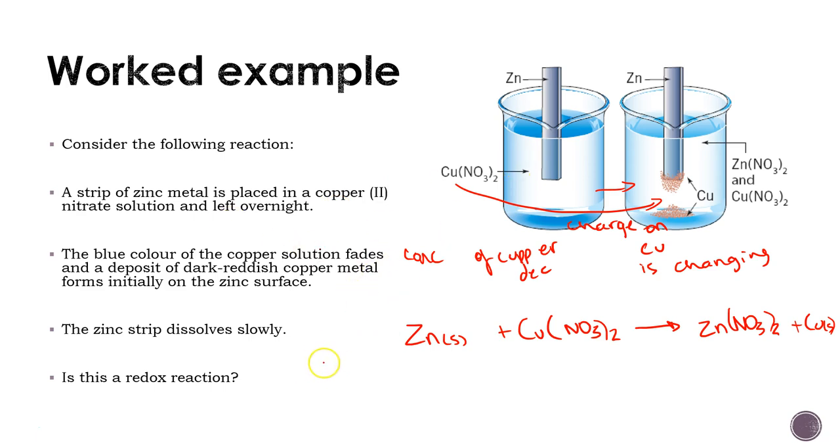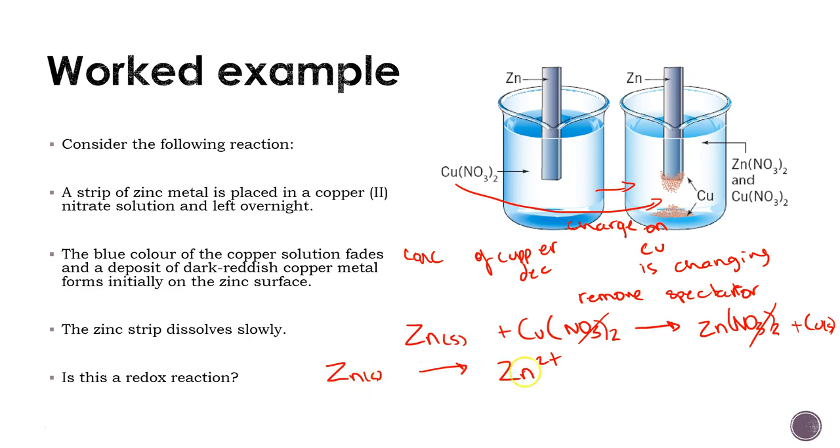So if we have a look at this, we can break it down into two halves. We can say that the zinc solid is going to Zn2+ because the nitrate is aqueous on both sides, so we're going to remove the spectator ions. Okay, nothing's happening to that nitrate, so we don't care what's going on. So we're going to remove the nitrate spectators.